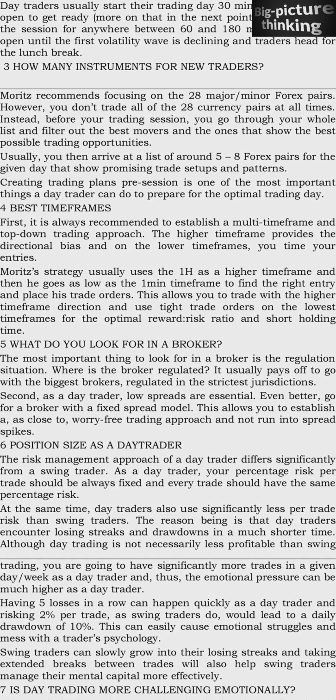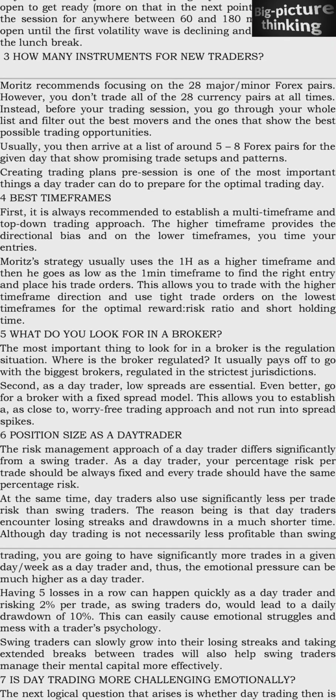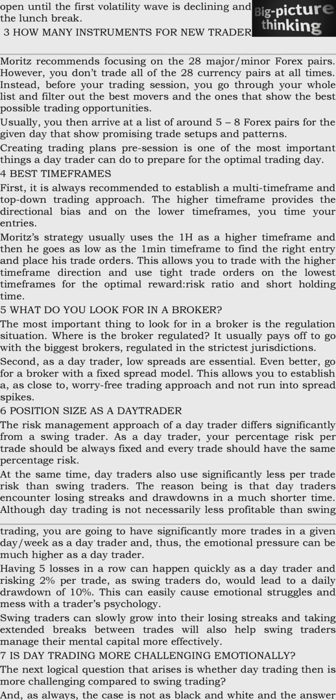Moritz's strategy usually uses the 1H as a higher time frame, and then he goes as low as the 1-minute time frame to find the right entry and place his trade orders. This allows you to trade with the higher time frame direction and use tight trade orders on the lowest time frames for the optimal reward-risk ratio and short holding time.